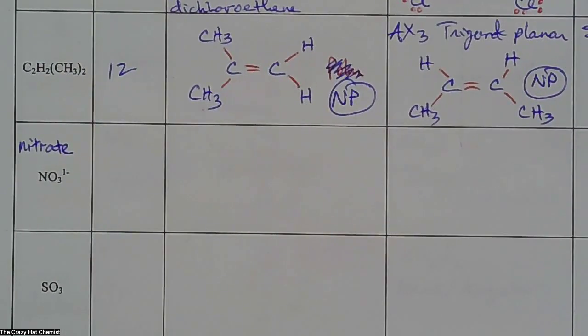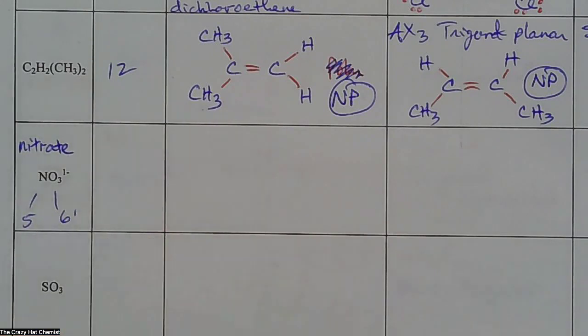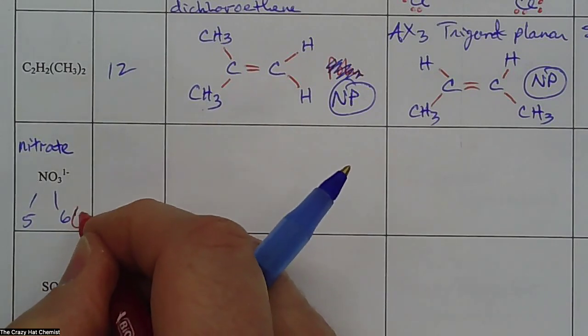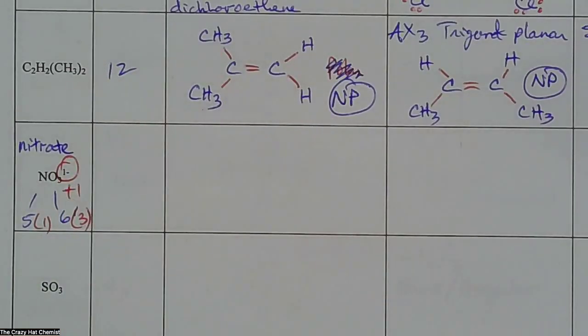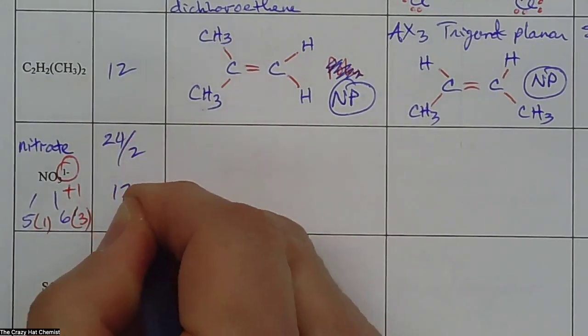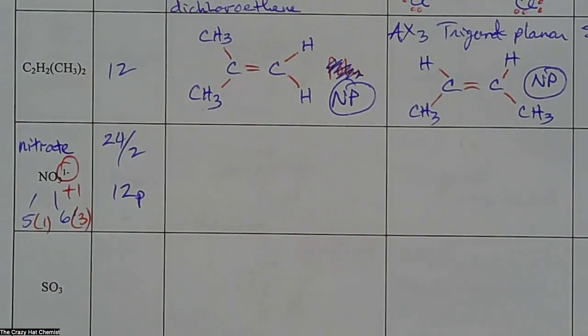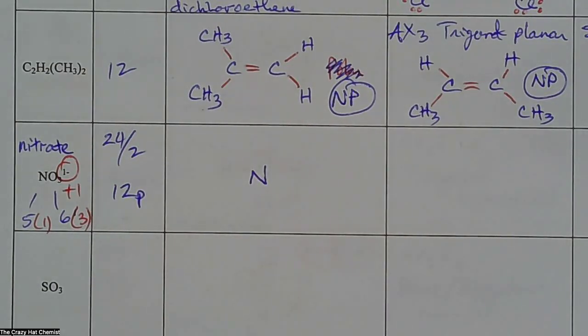Chemistry joke there. All right, so 5, and that's 6 times 3 times 1, and then plus 1. So that's a total of 24 electrons divided by 2. That's 12 pairs. What we're going to do is N right there, like that.